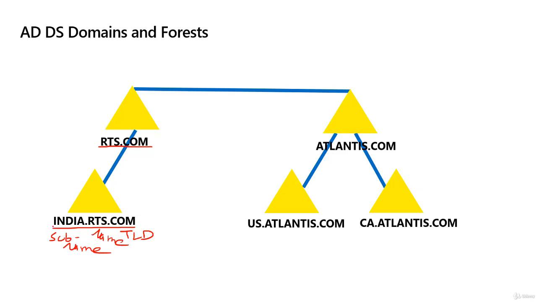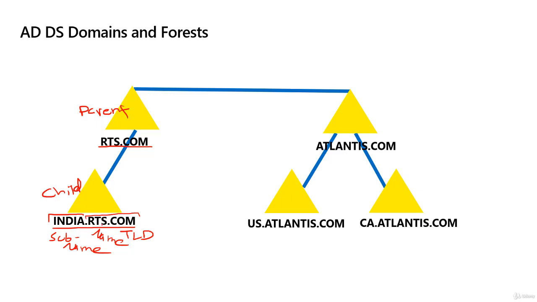With this, I can look at the name india.rts.com, and we know the name of this domain itself is India. rts.com is the parent domain, so we'll just call this a parent. We'll call this a child. But this rts.com gets appended, so that's how you know it's a child domain. So this is india.rts.com. It is very common.